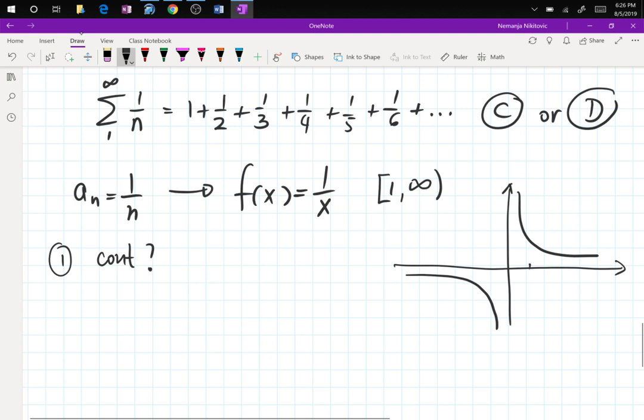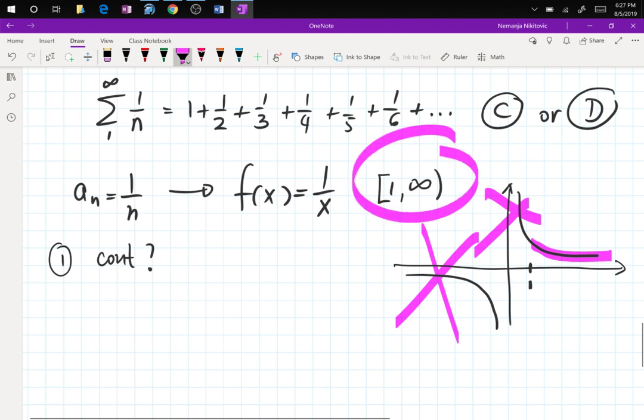However, the series starts at 1, therefore we only care about this part. We do not care about anything before that. We only care about the part of the line that is given by the domain, the restricted domain imposed by the series, which are these two over here.